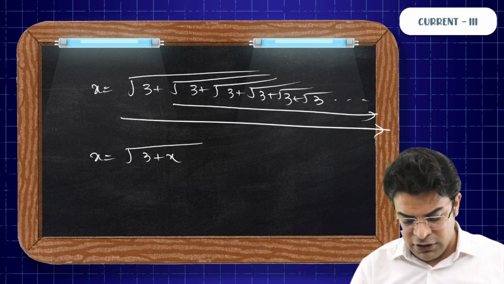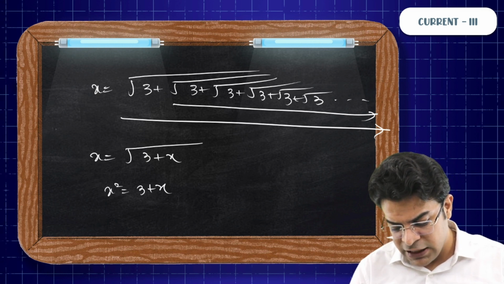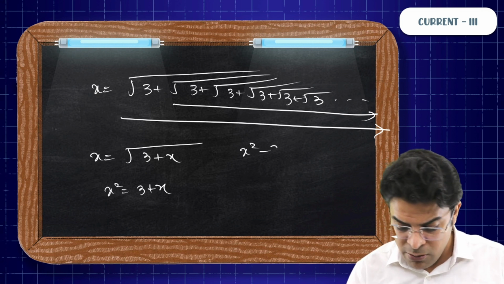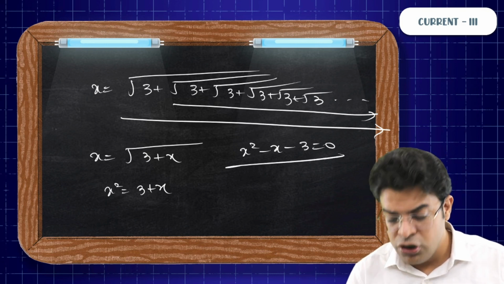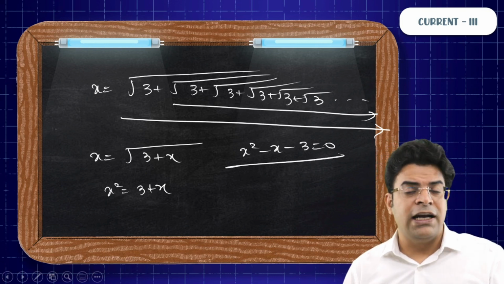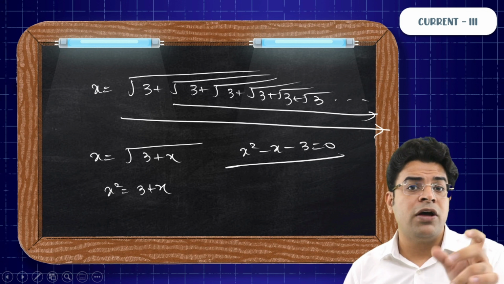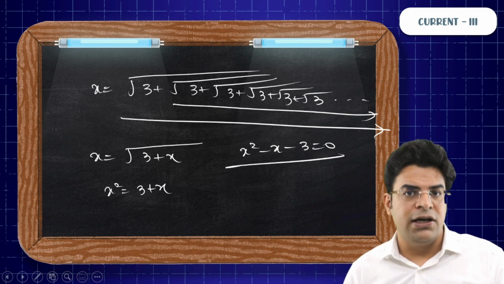Squaring both sides, you will get x square equals 3 plus x, or you can write x square minus x minus 3 equals 0. Now using the solution of quadratic, x equals minus b plus minus under root of b square minus 4ac upon 2a, you can get the answer.